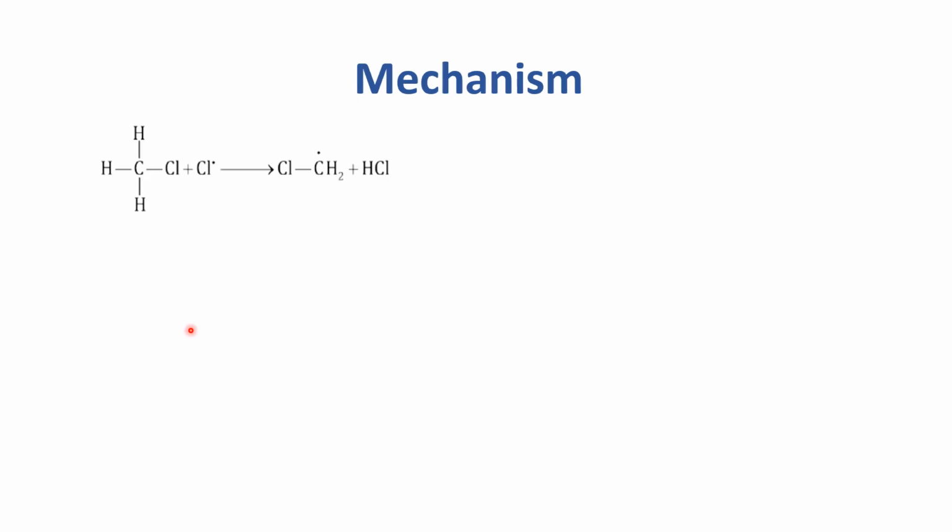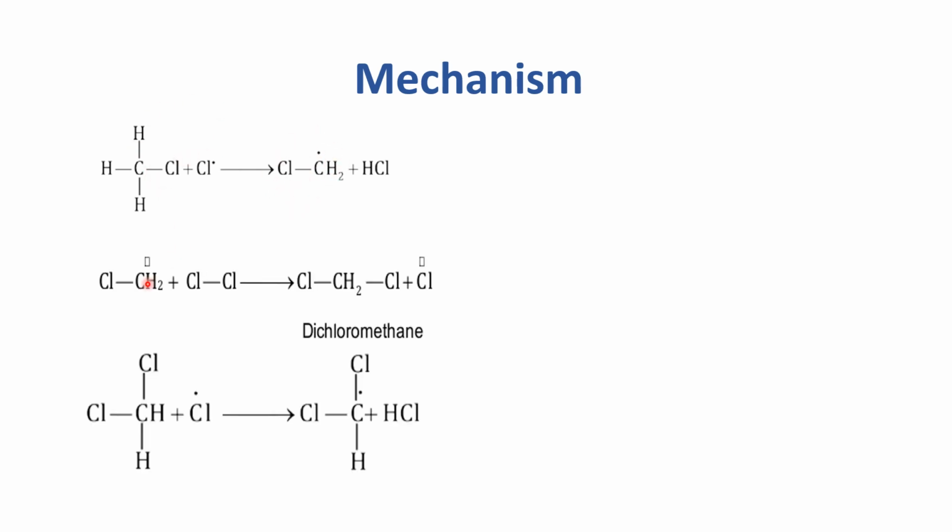Let's learn its mechanism. First, the chlorine free radical will react with methane and break this bond. So with chlorine, a CH3 free radical will be generated and HCl will be generated. In the next step, this free radical will react with a chlorine molecule and generate a chlorine free radical, and that chlorine free radical will react with this molecule and form a two-substituted chlorine molecule.